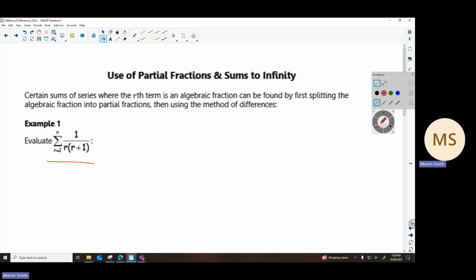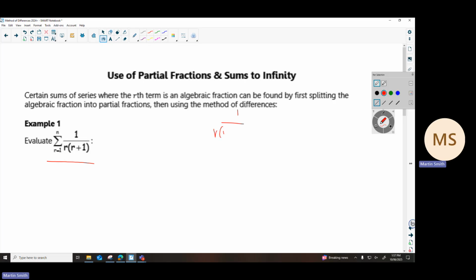In a kind of related way, to find the sum of an algebraic fraction, you split it into partial fractions and then use the method of differences. So if I want to evaluate, i.e. work out an expression in terms of n for the sum from r is 1 to n of 1 over r times r plus 1, the first step is to split this into partial fractions.